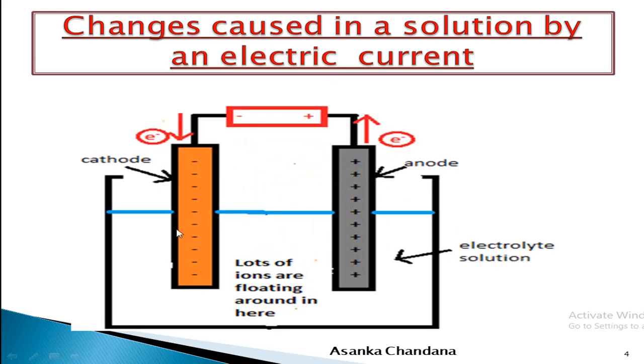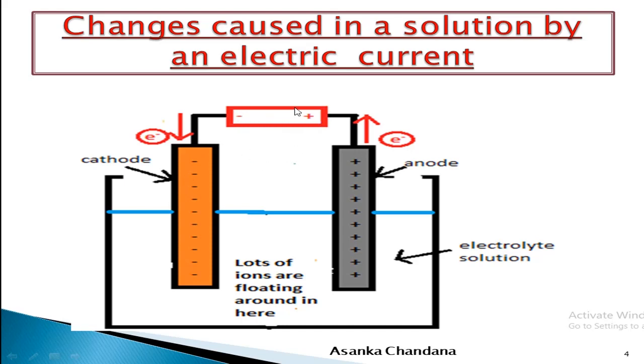Now think about this electrolyte solution. It contains an electrolyte solution, which means a liquid or solution which conducts electricity. And also there are two terminals connected to this electrolyte solution. One of them is known as the cathode, the other is known as the anode. Cathode means the negative terminal, and anode means the positive terminal.